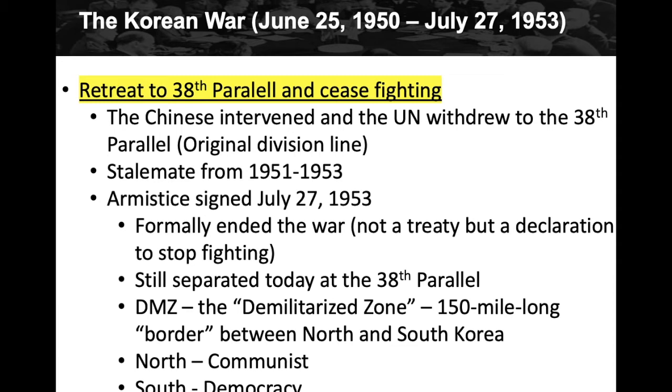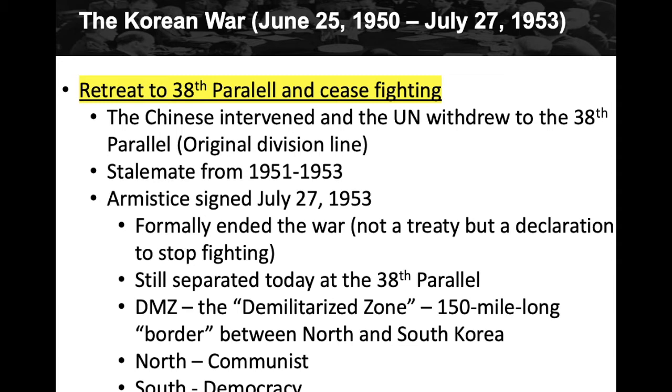And then on July 27, 1953, an armistice was signed, and that formally ended the war. Now, remember what I said, there was no formal declaration of war, so really you can't have a treaty to end the war. So an armistice is basically a time where you just stop fighting. And that is still going on today. This armistice from July 27, 1953 is still in effect today. It's still separated today at the 38th parallel.